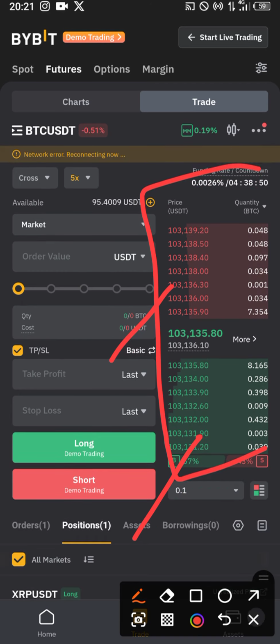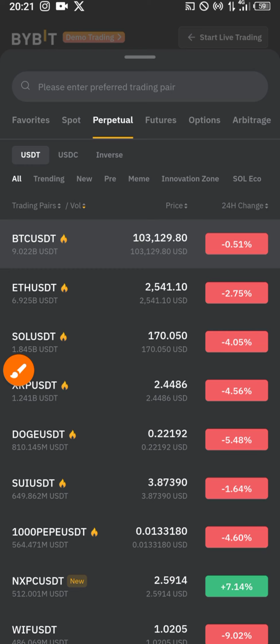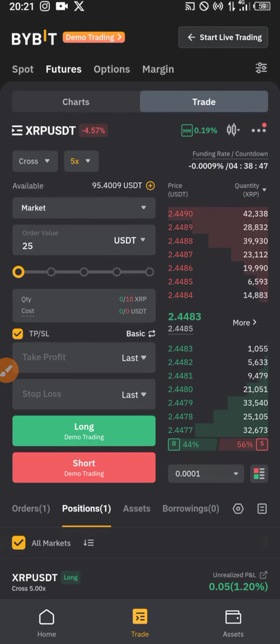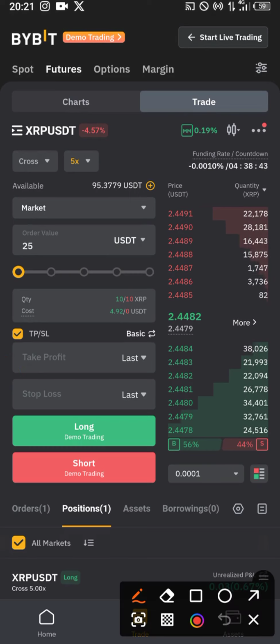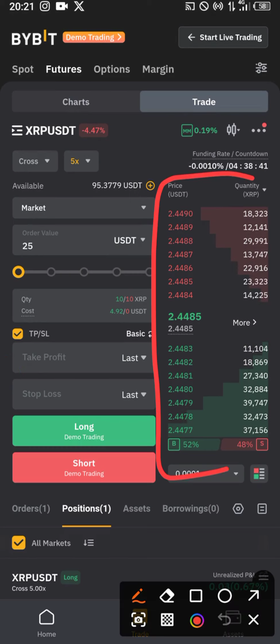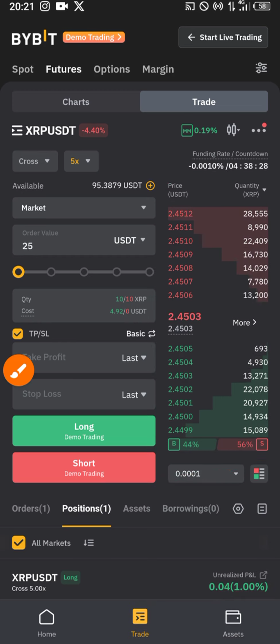You understand? But when you check Ripple, when you check XRP, you can see the order book is kinda slow. Even though Ripple too has a very high liquidity, right? So that is liquidity.